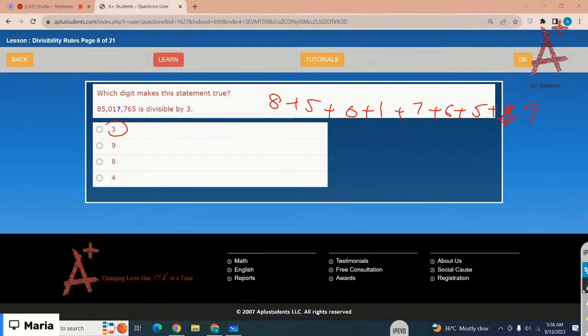That would be 41. 41 is also not divisible by 3. Let's just add 4, so 40. 40 is also not divisible by 3. Let's just add 4. Yes, it makes 36, and 36 is divisible by 3. That means yes, the number is divisible by 3. The correct option is yes.